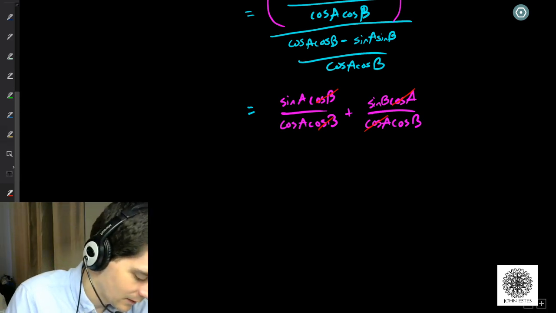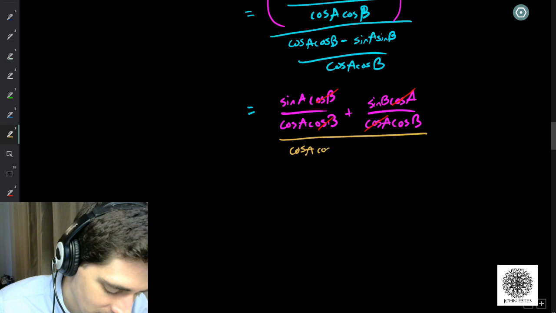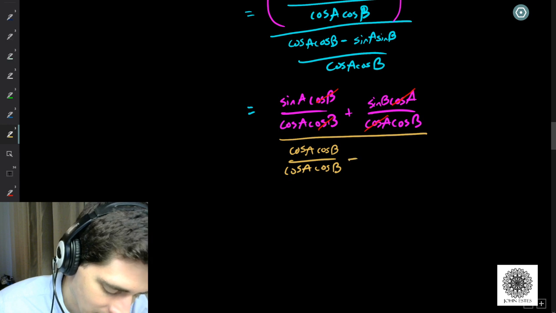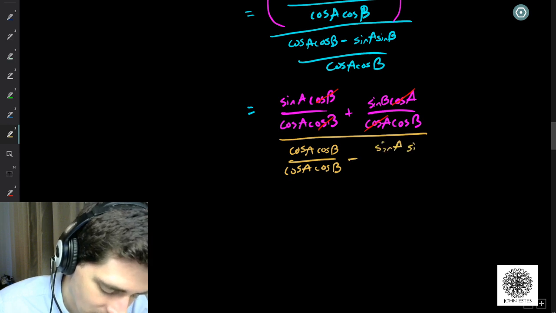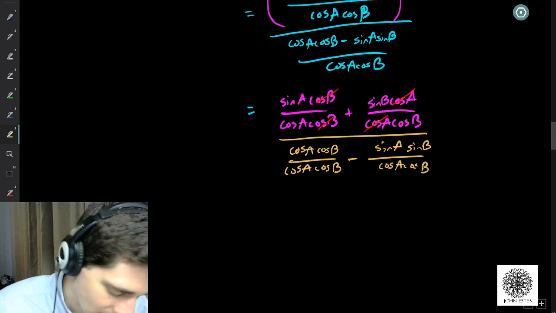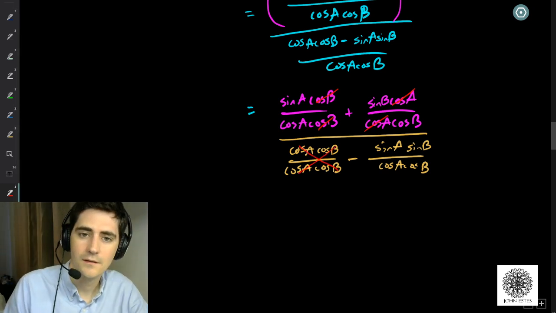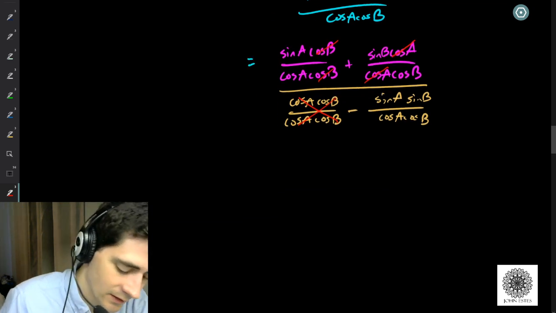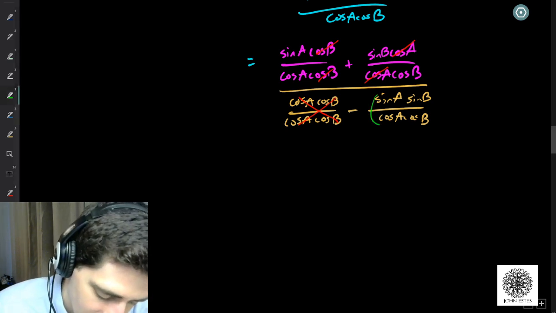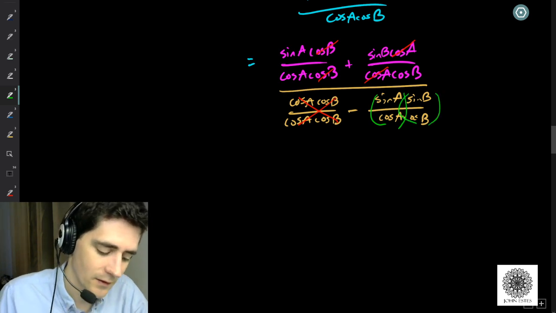Okay, now in the denominator, what happens? In the denominator, doing the same idea, cosine A, cosine B over that thing, minus sine A, sine B over that denominator again. Notice this first expression all reduces down to 1. And notice in the second expression, let's see if I can highlight what's going on here. Sine A over cosine A times sine B over cosine B.